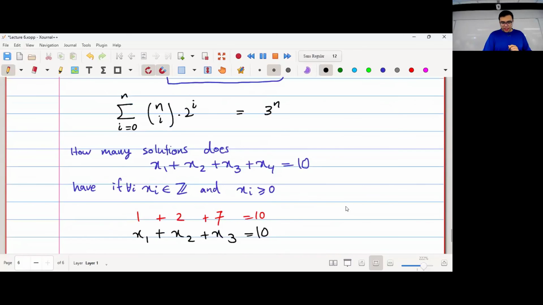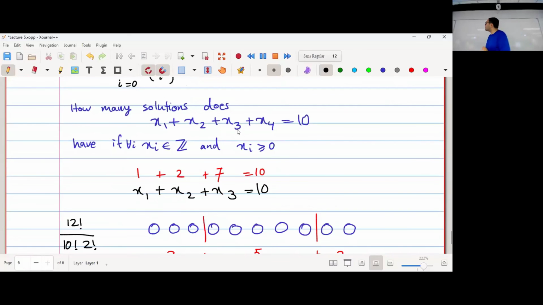Now, let's go back to my original problem where I had 4 variables instead of 3. So the only difference is that now I have one extra bar, right? So I will have 3 bars and still 10 balls. So the number of solutions here would be 13 factorial over 10 factorial 3 factorial. Okay, so I have 13 objects. 3 of them are bars, I don't distinguish them. 10 of them are balls, and I don't distinguish between the balls.